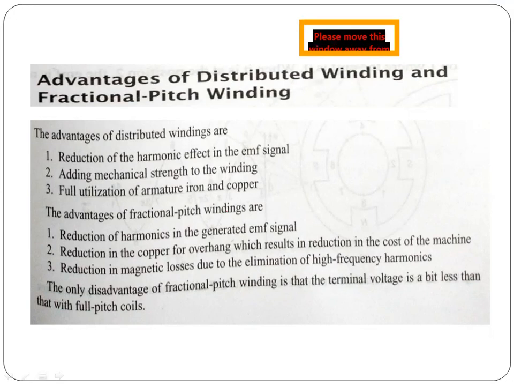The advantages of fractional pitch windings are: first, reduction of harmonics in the generated EMF signal. Secondly, the reduction of copper for overhanging, which results in reduction in cost of the machine. Thirdly, the reduction of magnetic losses due to elimination of high frequency harmonics. The only disadvantage of fractional pitch winding is that the terminal voltage is a bit less than that of the full pitch coils. So we have covered the advantages of distributed winding and fractional pitch windings in separate manners.